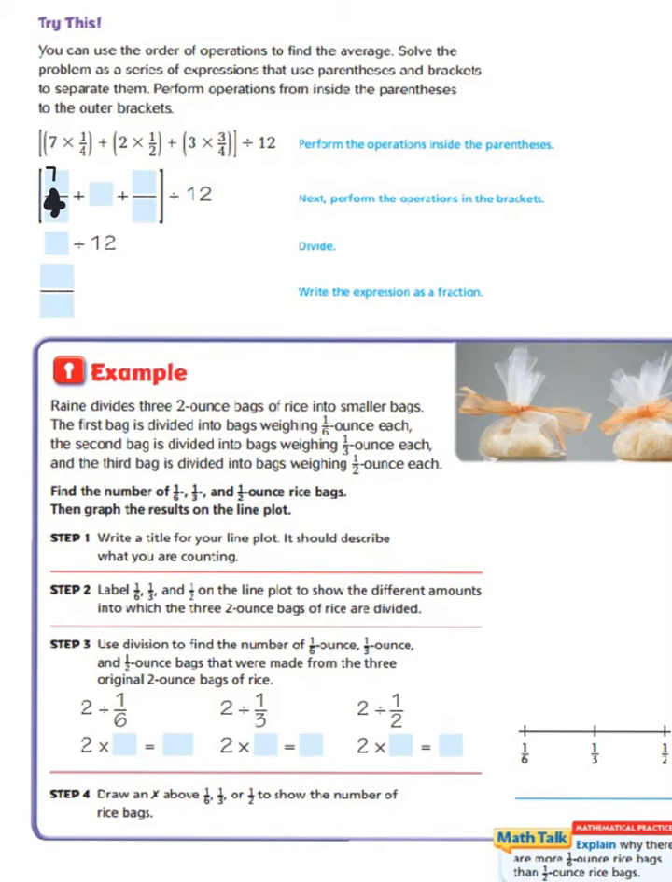And then we know that 2 times 1/2 equals 1, and 3 times 3/4, remember to put our whole number over 1, 3 times 3 is 9/4. Then when we add all of those together, we get 5 divided by 12.